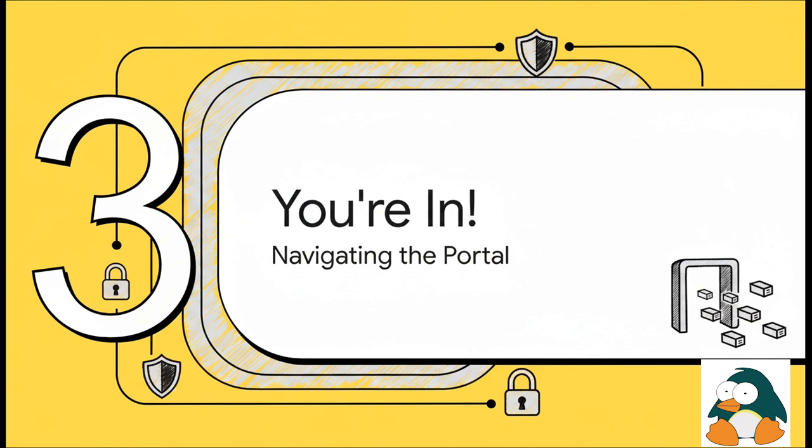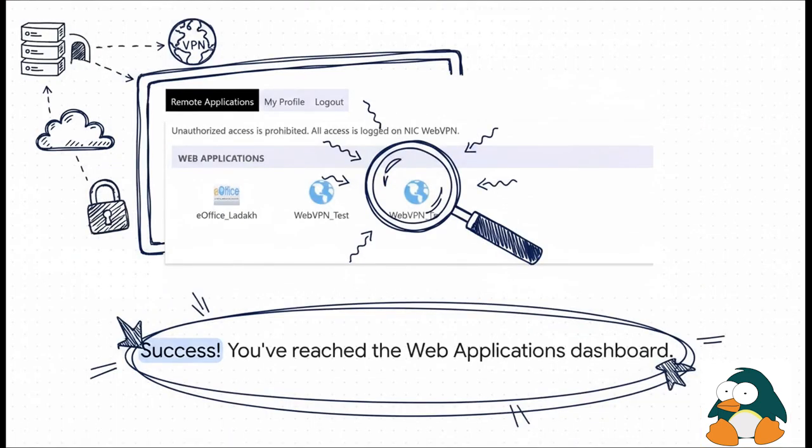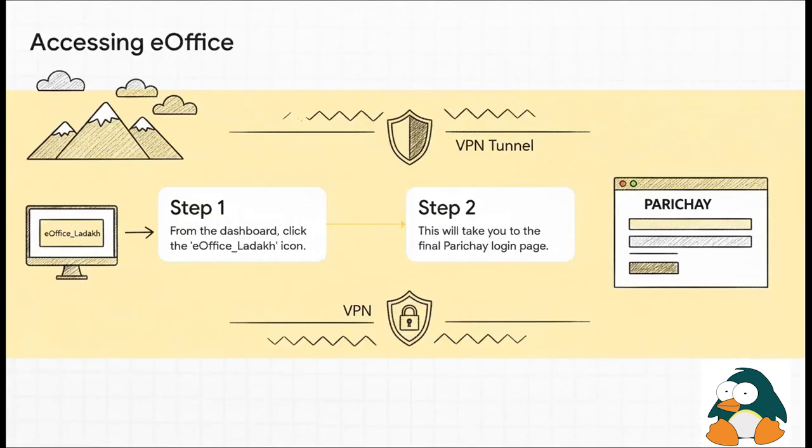Nice work. So this is what you should be looking at now, the web applications dashboard. Your eyes are probably drawn to all the icons, but the one we're looking for is labeled eOffice_Ladakh. See it? That's our target. We're so close now, just one more click to go. Yep, that's right. All you have to do right here is find that eOffice Ladakh icon and give it a click. What happens next? It's going to take you over to the final login screen, the Parichay page, which you've probably seen 100 times before.